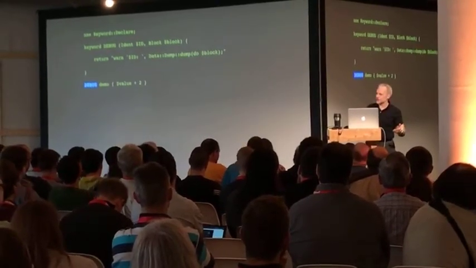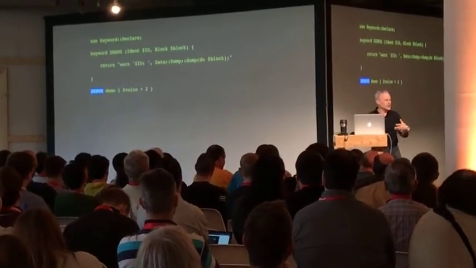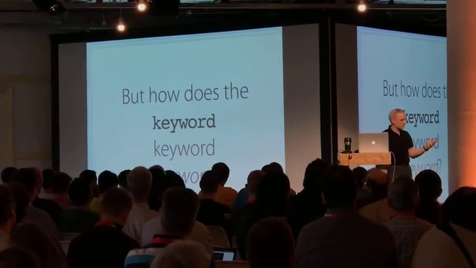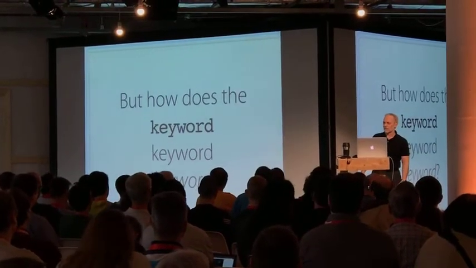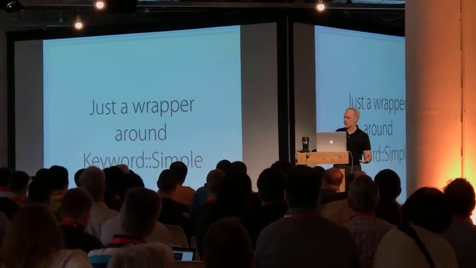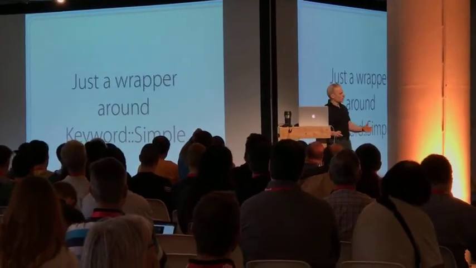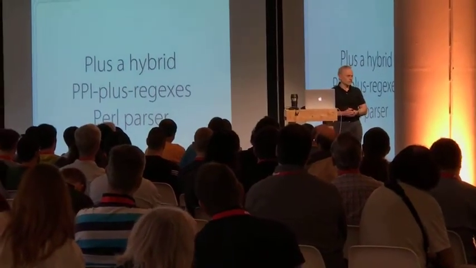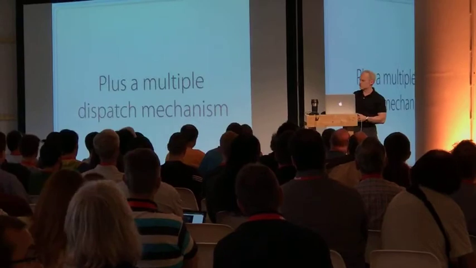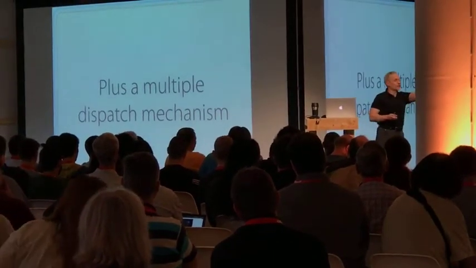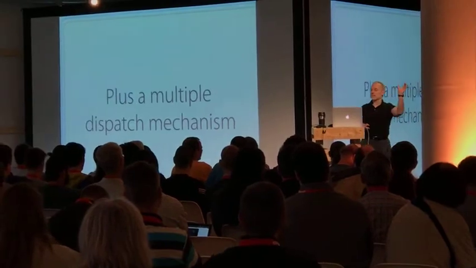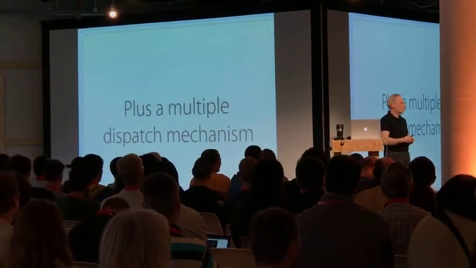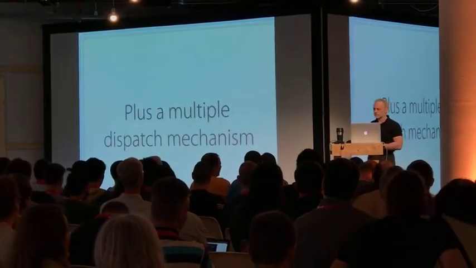So you're almost certainly asking yourself, well, okay, that's great, but how does the keyword do its keywording? And of course, it's just a wrapper around PPI simple, plus a very straightforward PPI plus regex's hybrid Perl parser, plus a multiple dispatch mechanism. Because I thought I might want to declare 2 or more keywords that have the same name but different parameter lists. So I might as well throw in a dispatch mechanism as well while I'm here. So, simple.